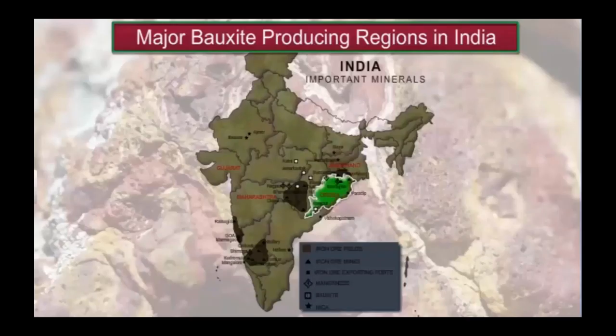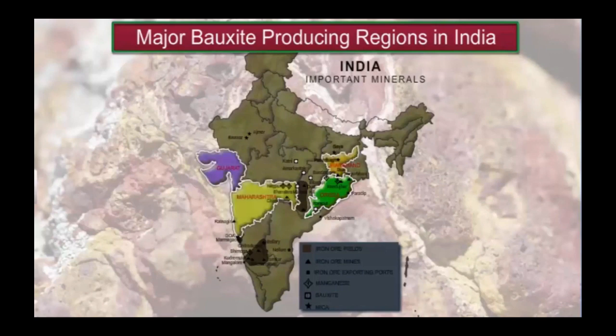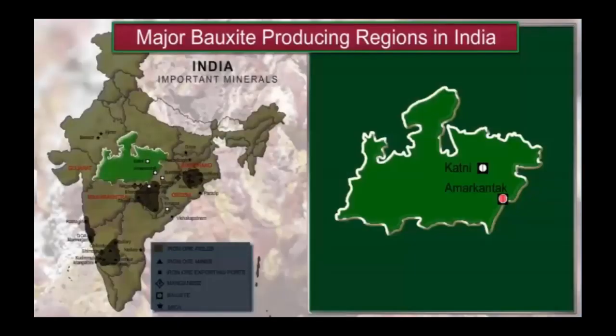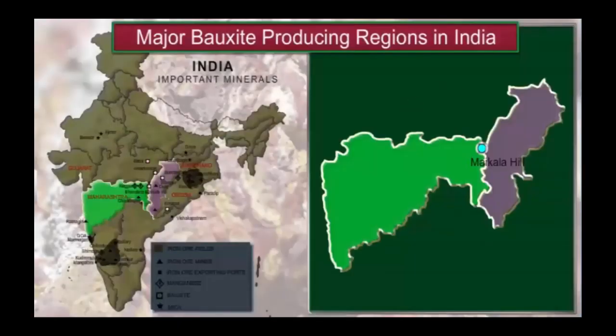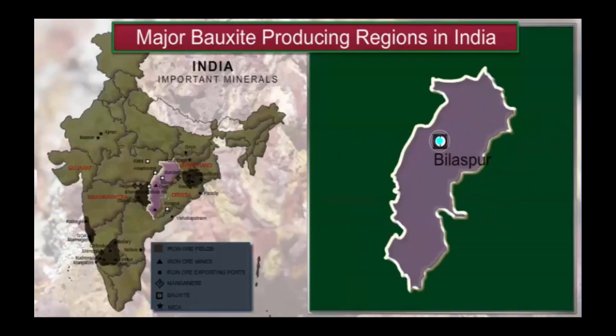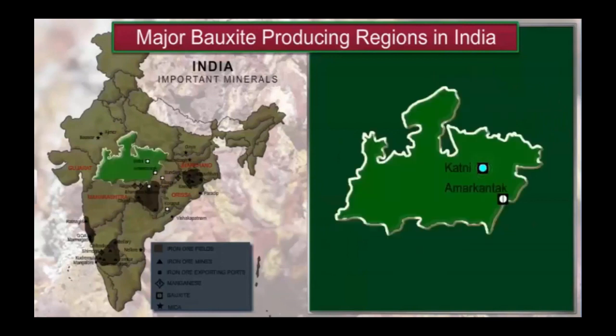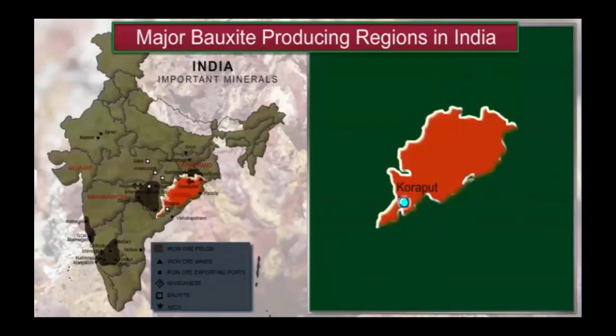Orissa is the main bauxite producing state in India, accounting for 34.97% of the country's total production, followed by Gujarat, Jharkhand and Maharashtra. The Amarkantak Plateau, the Mekal Hills, Bilaspur, Kathni and Panchpatmali in Koraput are the main regions where bauxite deposits are found in India.